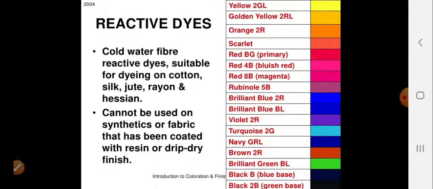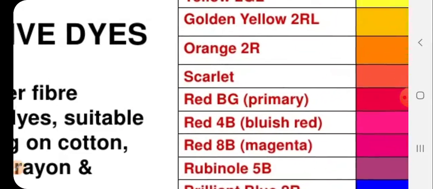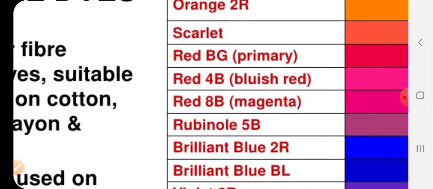So these are the color ranges of reactive dyes. Cold water fiber reactive dyes are suitable for dyeing on cotton, silk, jute, rayon, and hessian, and cannot be used on synthetic fibers that have been coated with resin or drip dry finish. And these are the shades in reactive dyes.